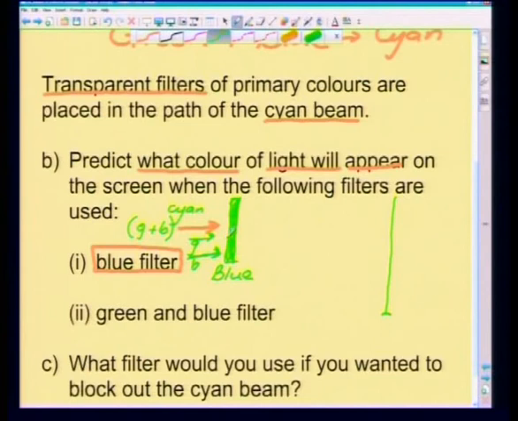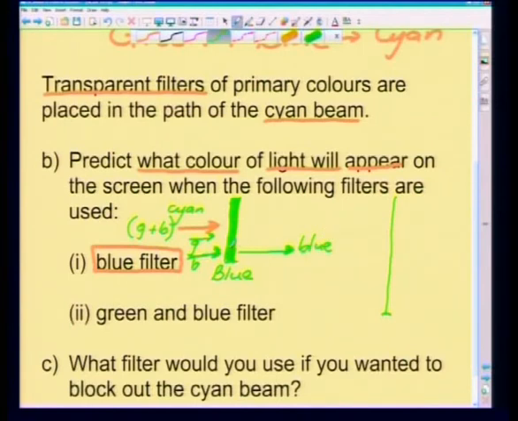When it gets in here, this filter here is going to filter the colors. And what it will do, it's going to allow some light to pass through. What light is going to pass through there? It's going to allow blue to pass through.